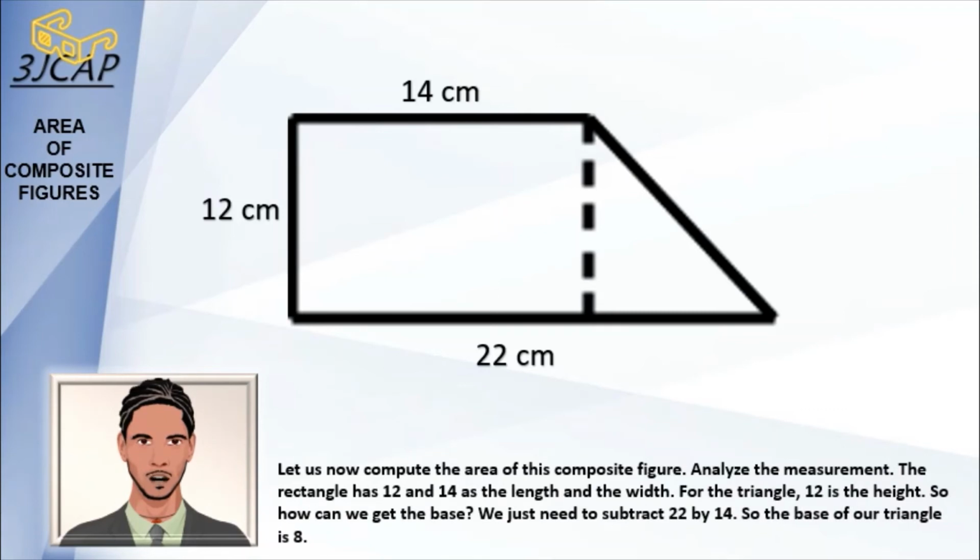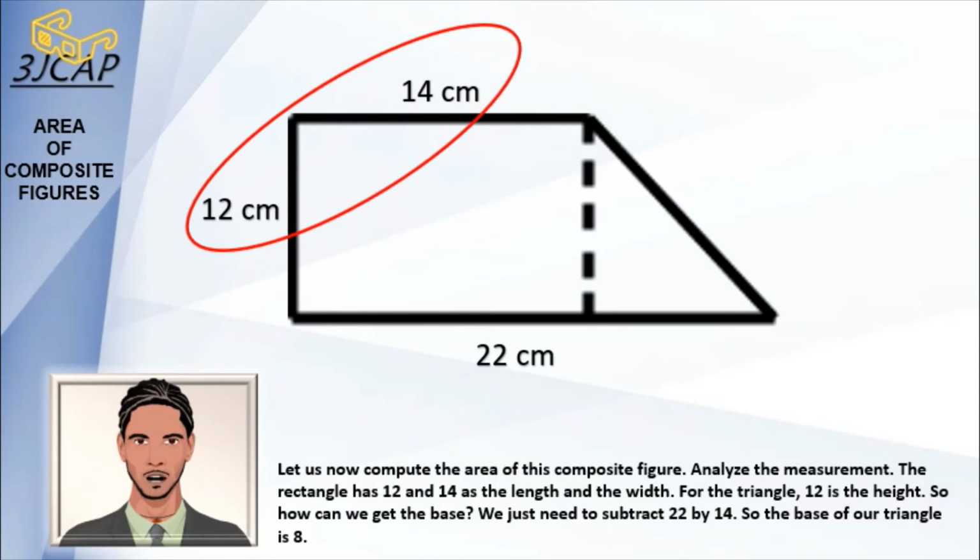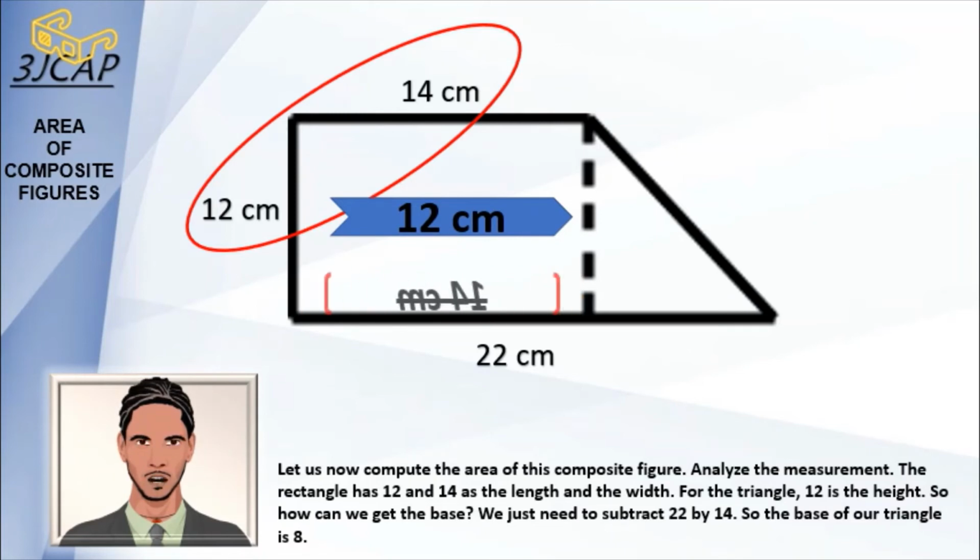Analyze the measurement. The rectangle has 12 and 14 as the length and the width. For the triangle, 12 is the height. So how can we get the base? We just need to subtract 22 by 14. So the base of our triangle is 8.